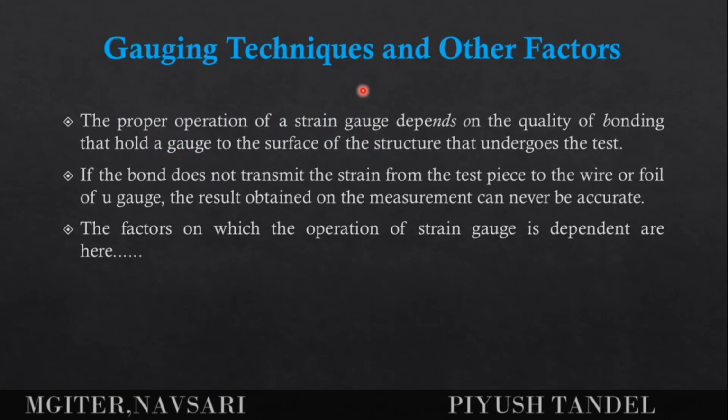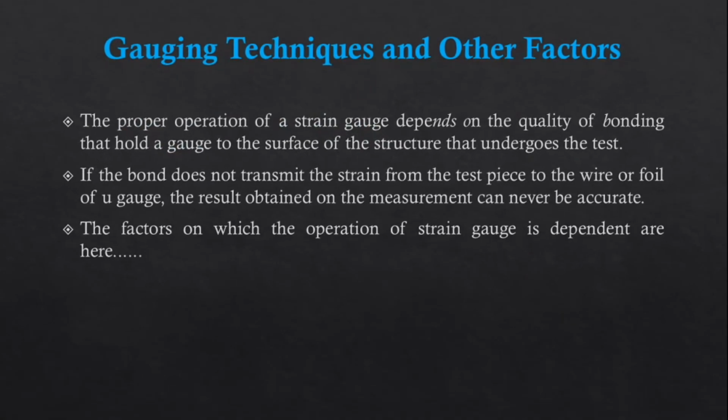Now next one, that is the gauge technique and other factors. The proper operation of the strain gauge depends on the quality of the bonding that holds the gauge to the surface of the structure that undergoes the test. Whatever the structure undergoes, it is going to depend on the quality of the bonding.